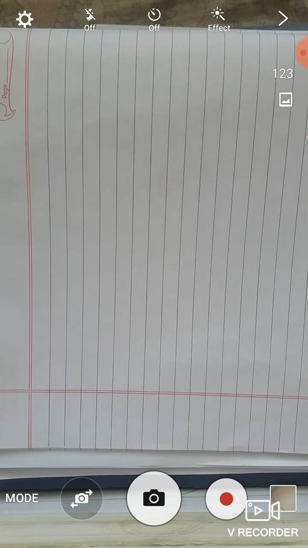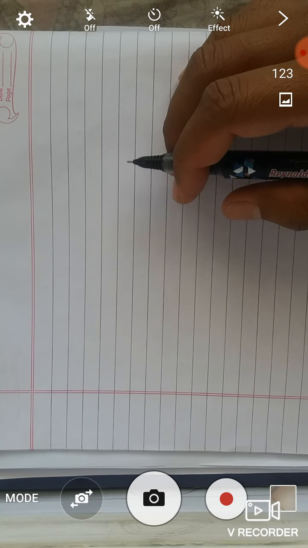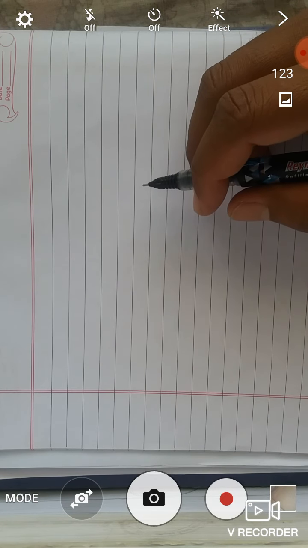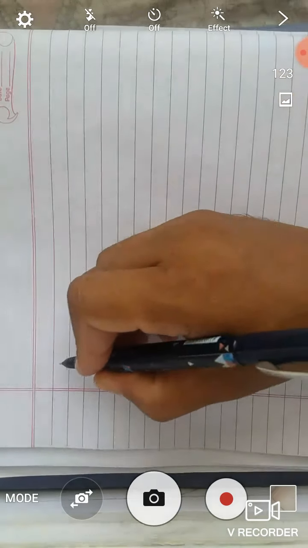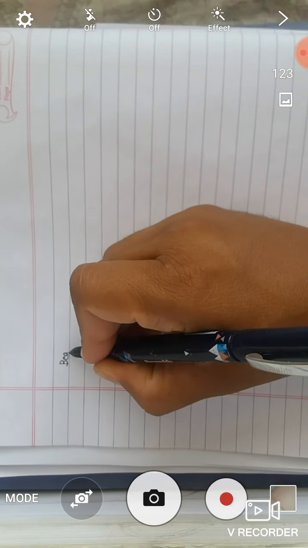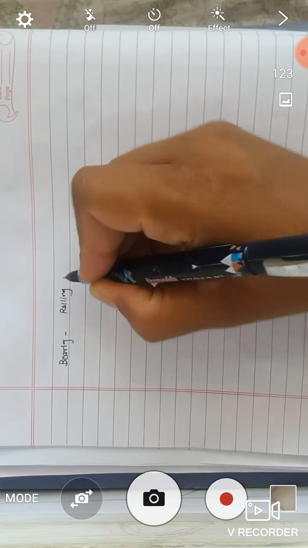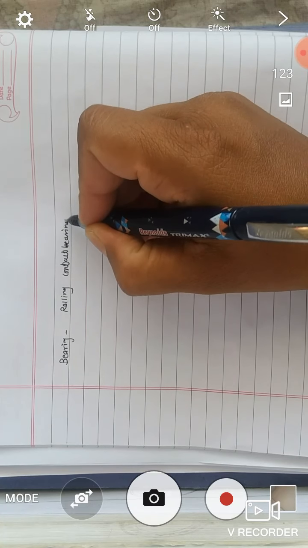Hello students, today we will discuss the rolling contact bearing. This is the revision lecture, so I want to revise some important terms in rolling contact bearings. We know that basically bearings are of two different types, that is rolling contact bearing and sliding contact bearing.